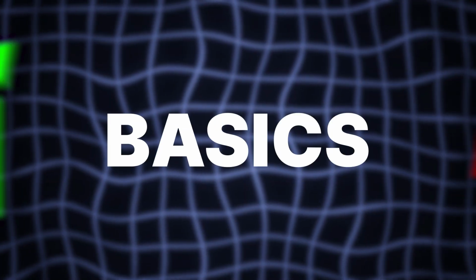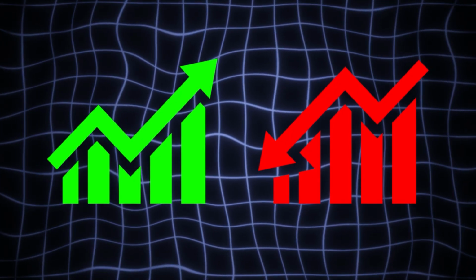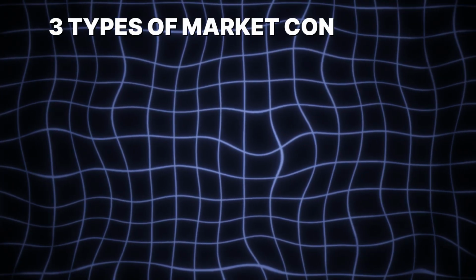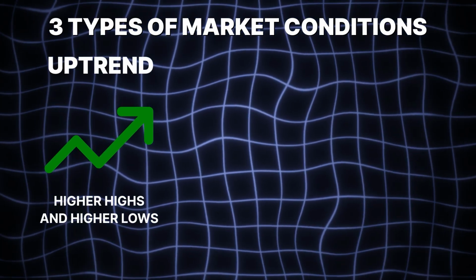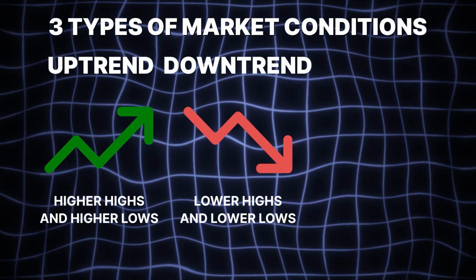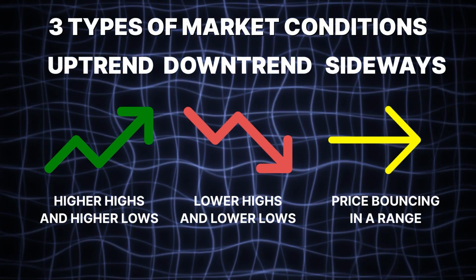Let's start with the basics. A trend is simply the direction the price is moving over time. There are only three types of market conditions. Uptrend: higher highs and higher lows. Downtrend: lower highs and lower lows. Sideways or flat: price bouncing in a range.